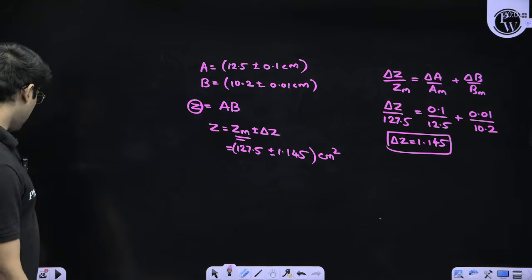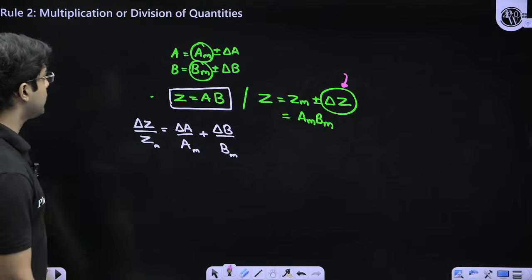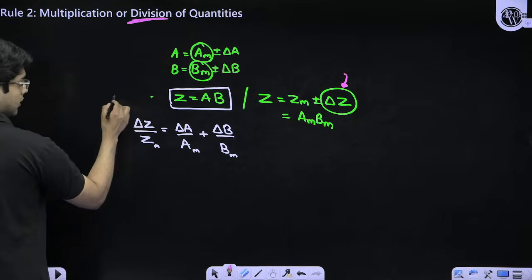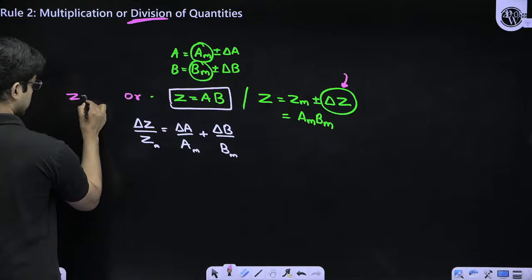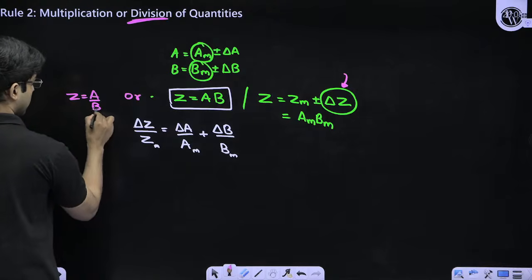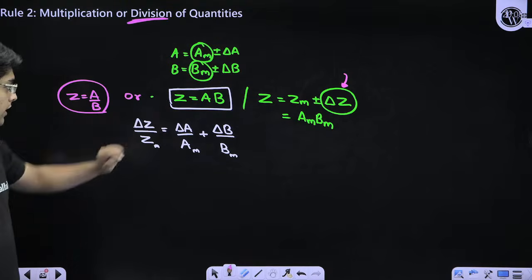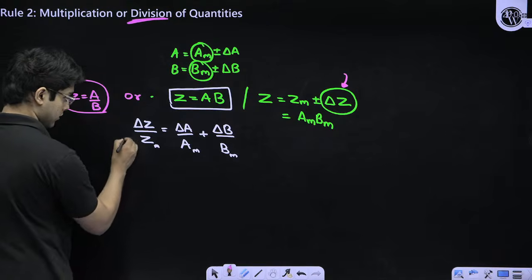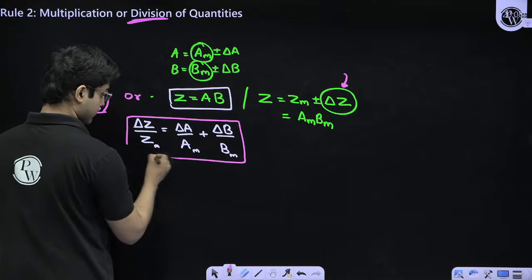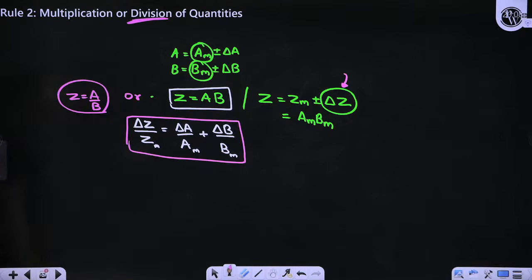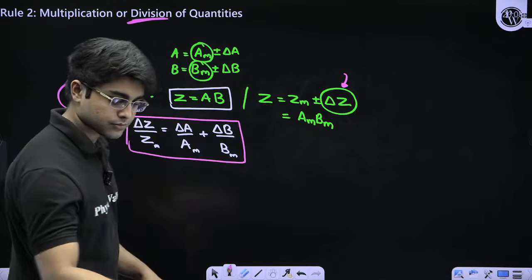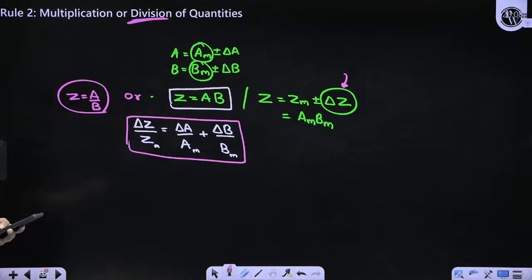The logic for finding the error is the same even if you're dividing, okay? Division or multiplication, this is how you find the error using this relation, okay? This is how you find the error even if you are dividing or multiplying, okay?